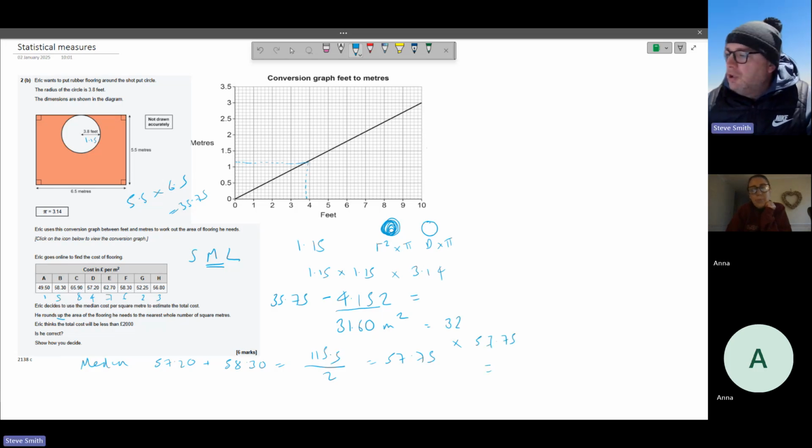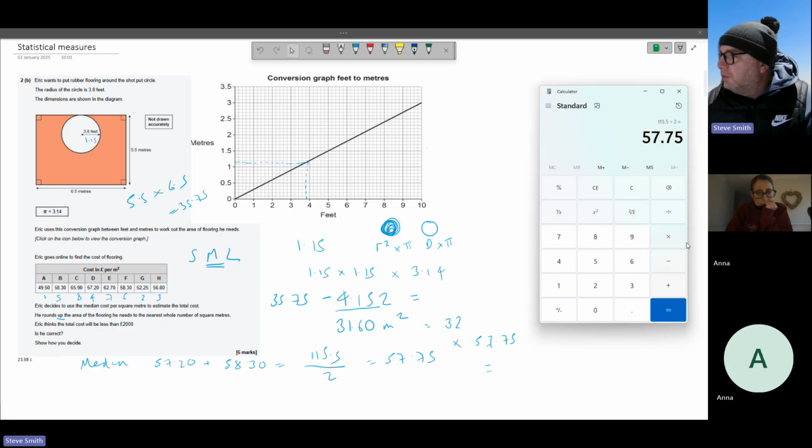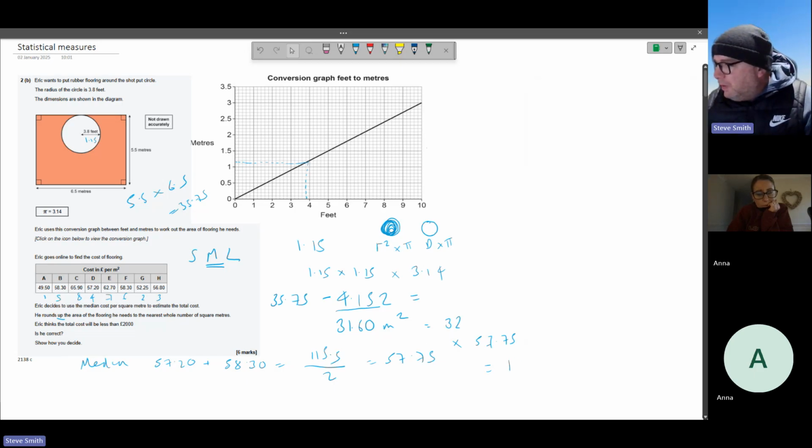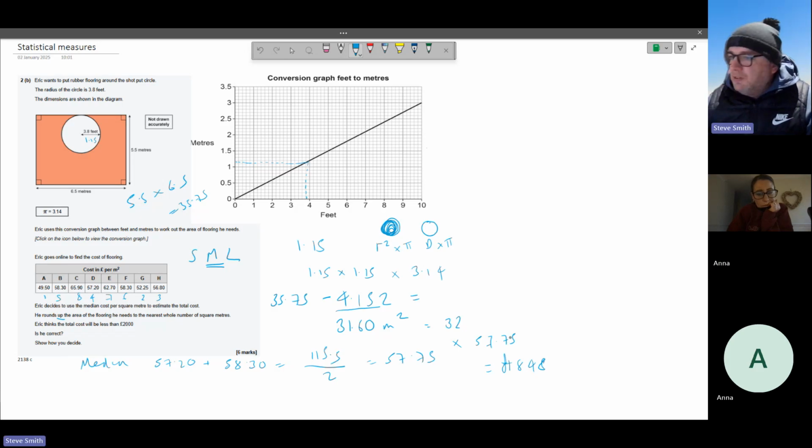and that's going to give us a total cost of his, and he said grass, it would be cheaper to get grass, rubber matting, 32, £1,848. He thinks this will be less than £2,000. Is he correct for our 6th mark? We put yes, correct.